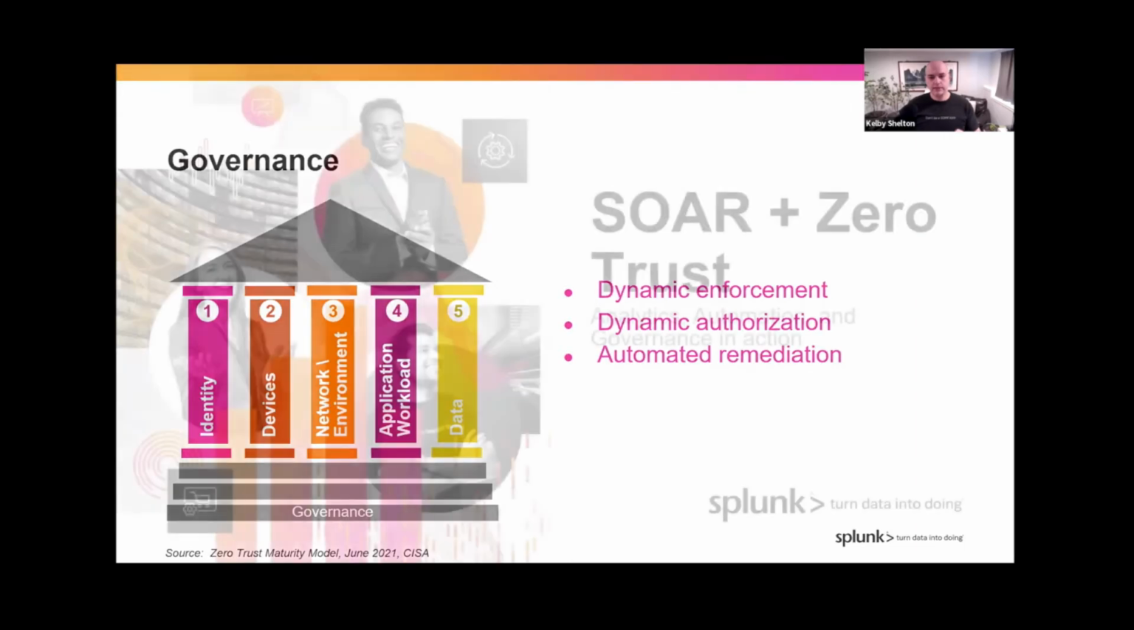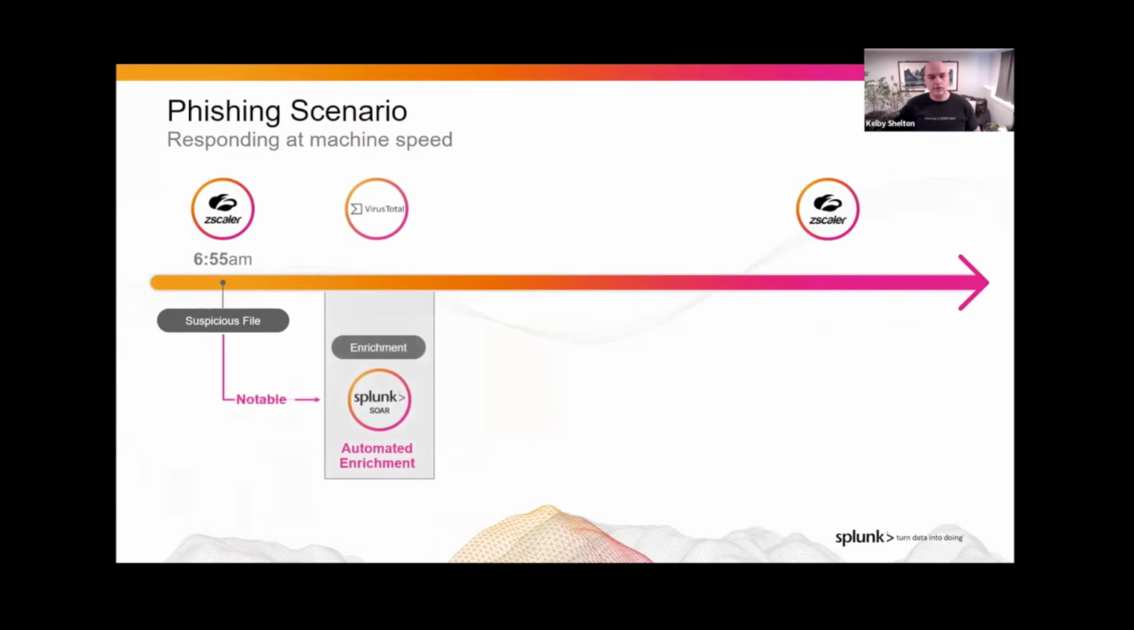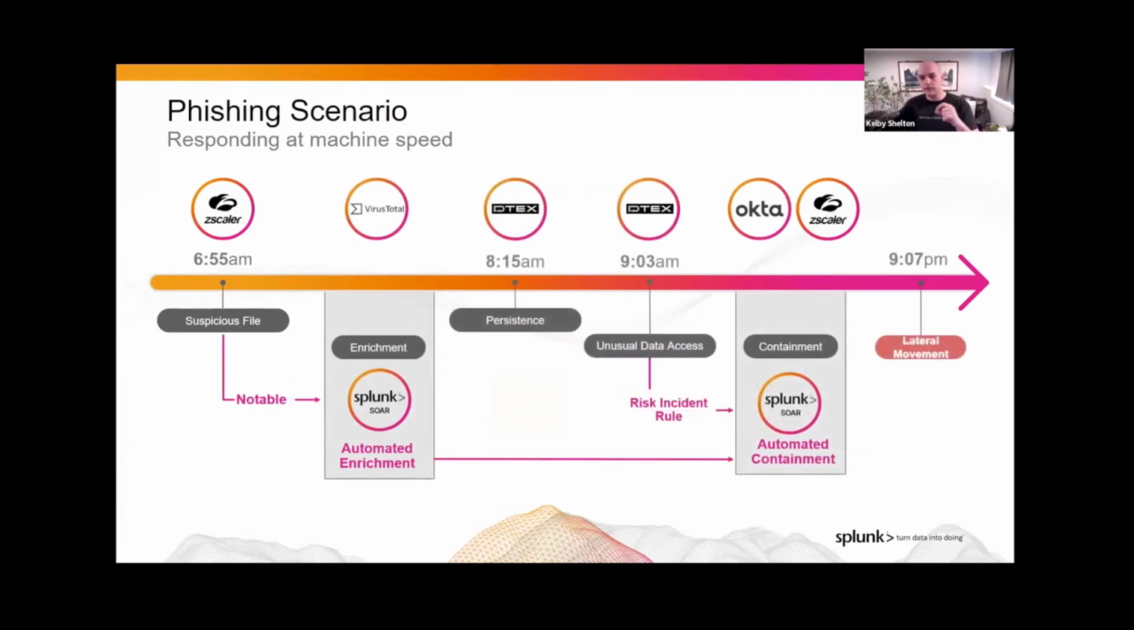So let's put all this together and showcase what this looks like from an example attacker scenario, and then we'll dive into the actual Splunk SOAR product and how it does all of these components. So in our example, we're going to be looking at a user visiting an unknown suspect URL, something we see a lot every day. They download, in this case, a malicious macro embedded Excel file.